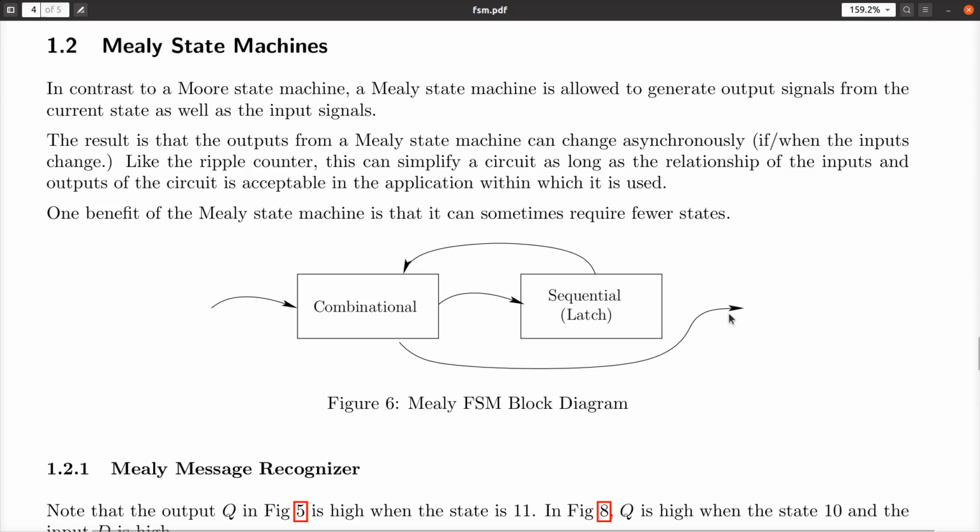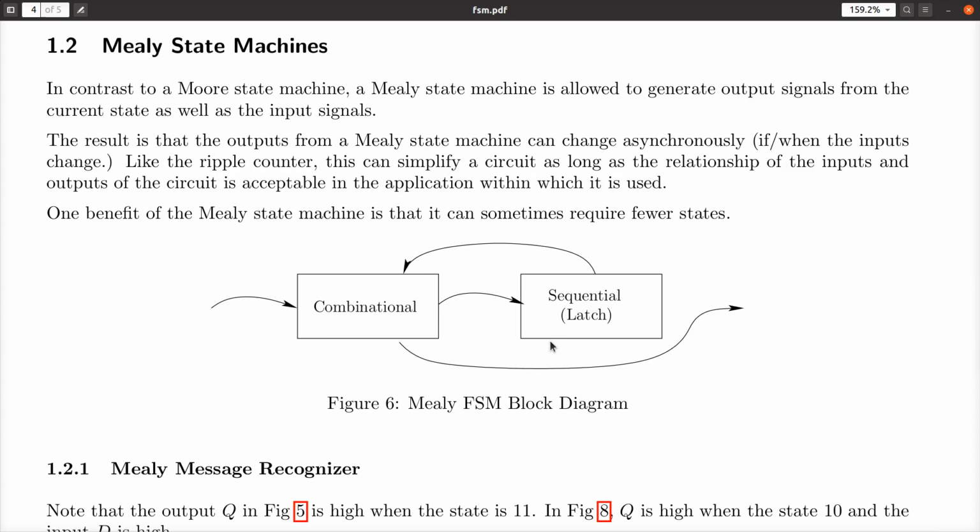Now, as we can see, there are two things that happen in a Mealy state machine. This simplified picture, much like our ripple counter, can simplify the circuit design here. And at times, you can even create a state machine that requires fewer states to get the same job done. However, like our ripple counter, there are some potential downsides to this kind of design. So you have to be careful when we apply this.